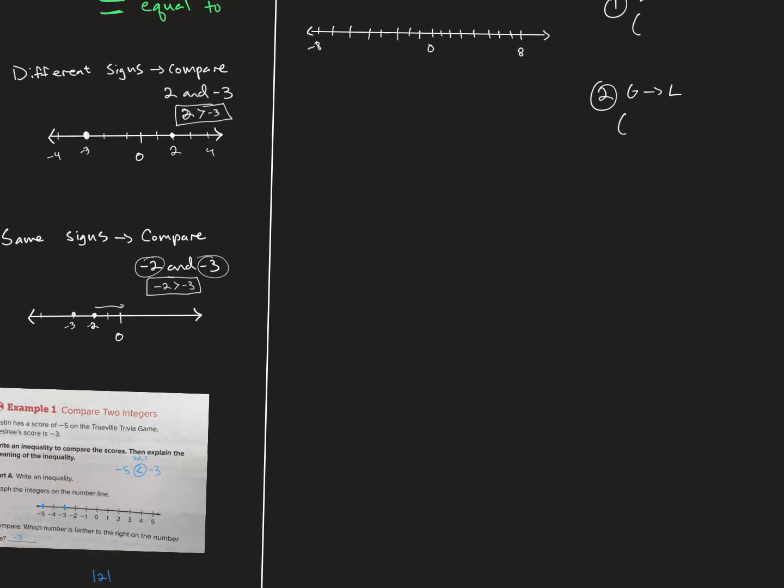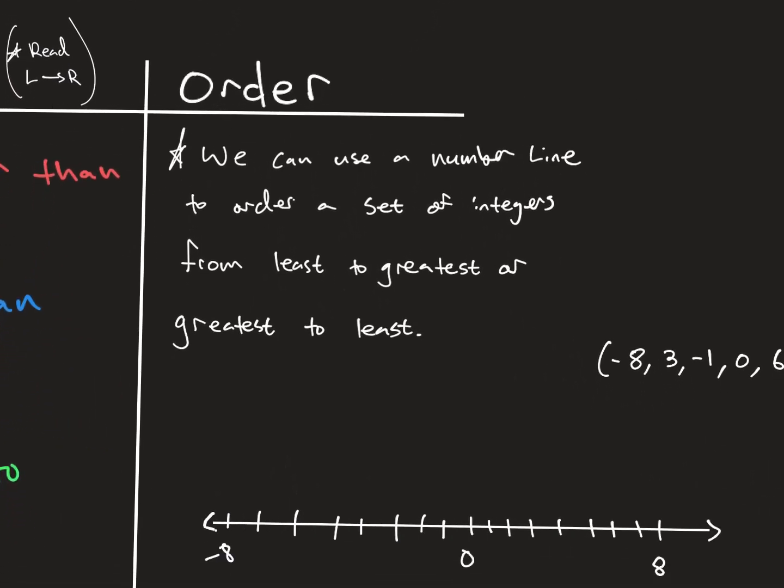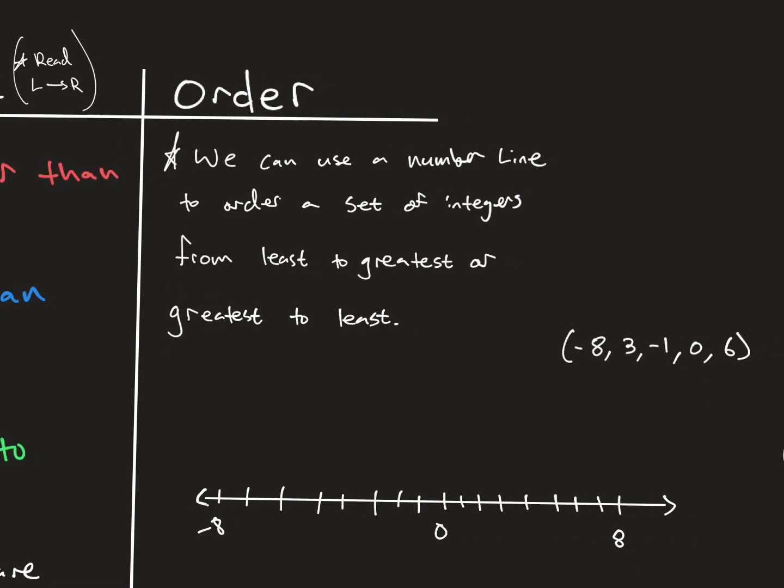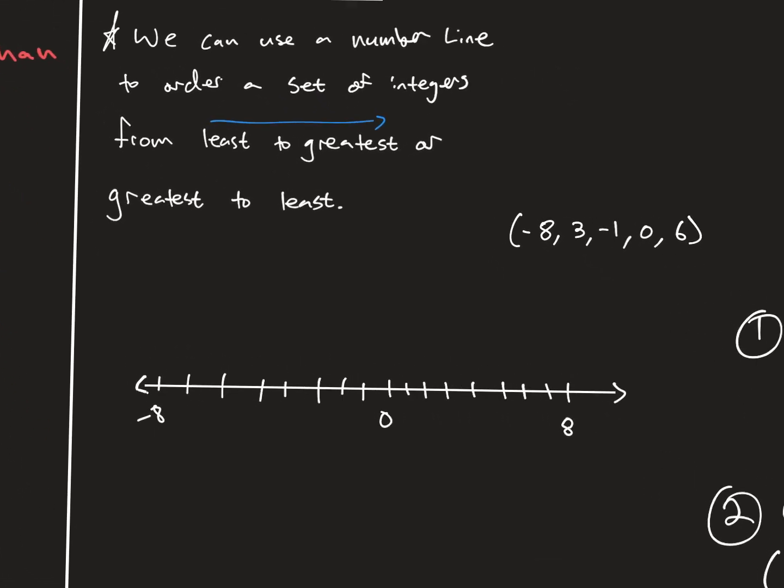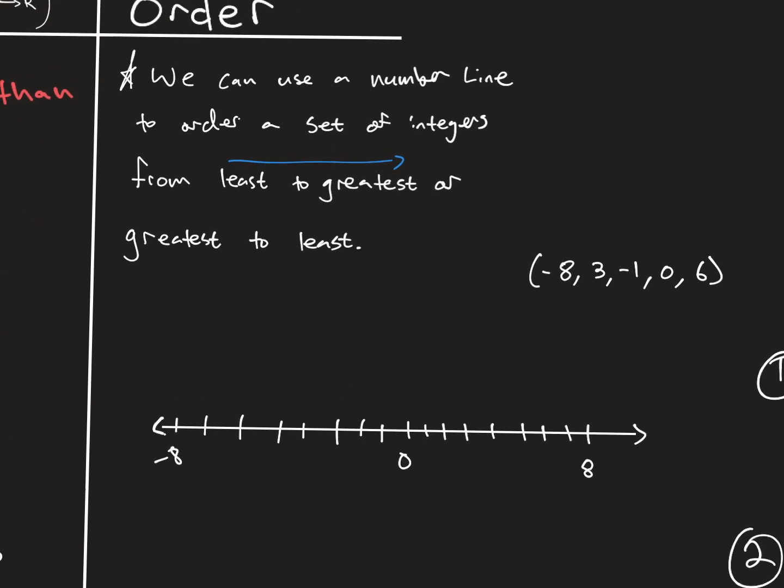All right, moving on. When we are comparing, remember, we want to make sure we look over the information, whether they want us to go least to greatest or greatest to least. So if they give us a data set here, we have negative 8, 3, negative 1, 0, and 6. So if I plot these really quick, I have negative 8, 1, 2, 3. So that is 3. And then I have negative 1, and I have 0, and I have 6 right there.